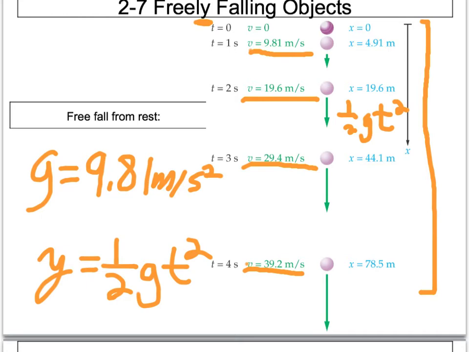This graph comes from a problem where we were still just talking about motion in one dimension, but as we know, this should really be y pointing up and down. Anyway, I'm showing you what an object does if you just drop it straight down.